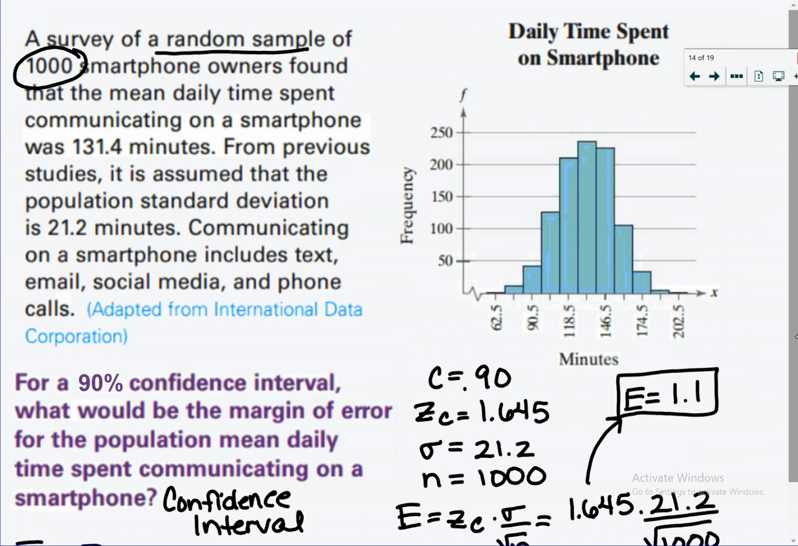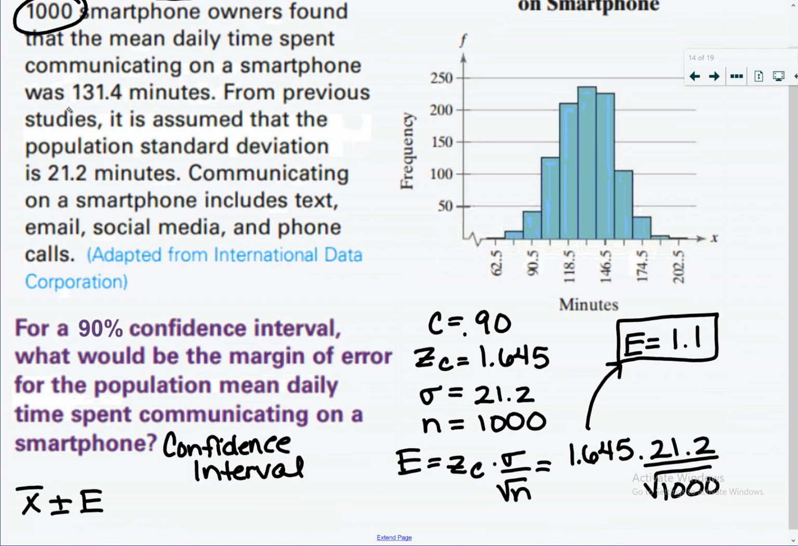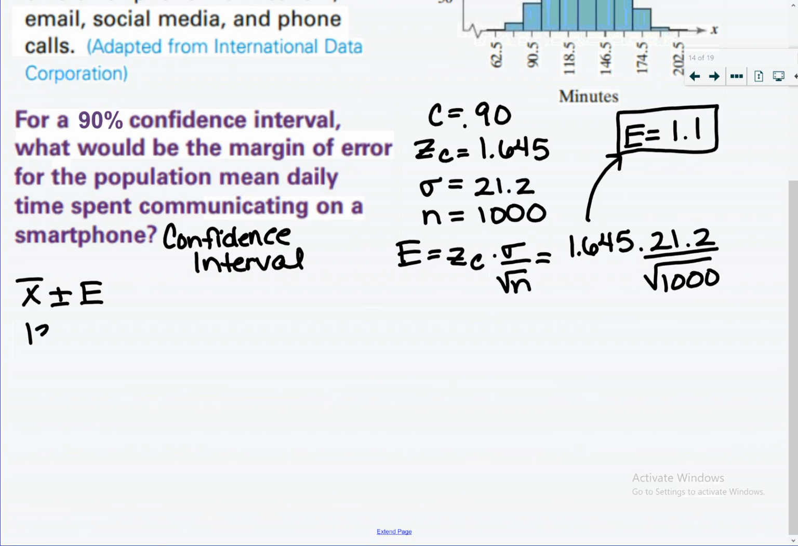So in this one, give myself a little extra room. It told us the sample mean at the top. It was that 131.4. So 131.4 plus or minus my margin of error is going to give me a 90% confidence interval. So 131.4 plus 1.1. If I add it on the high end, it's going to be 132.5. If I subtract it, I'm going to get 130.3. And then a lot of times with these problems, it's going to ask you to interpret your confidence interval.